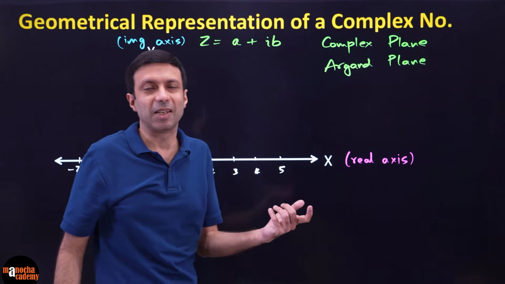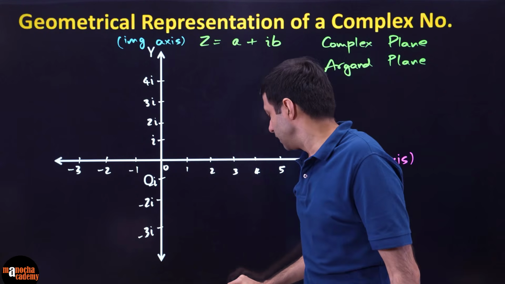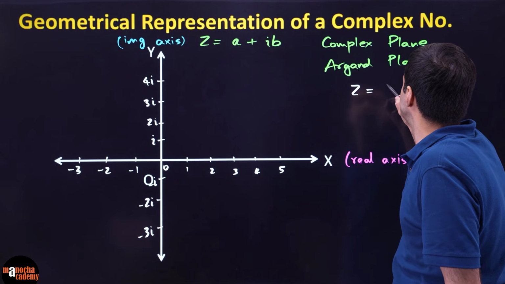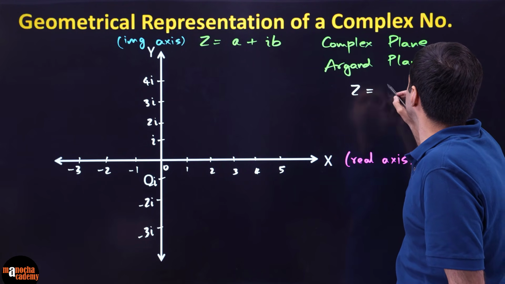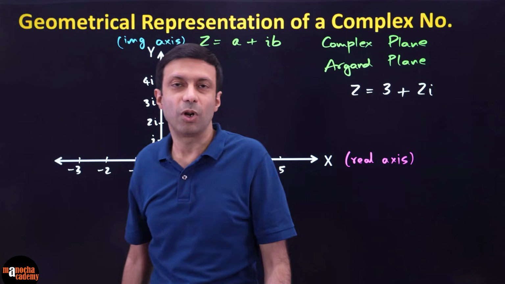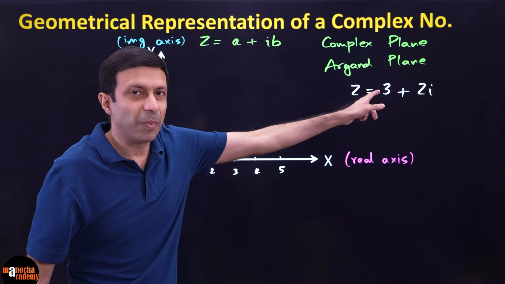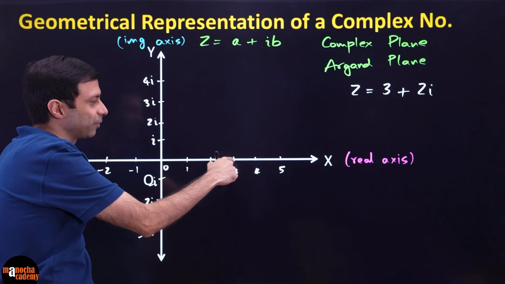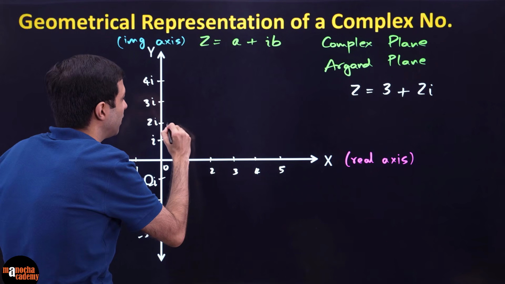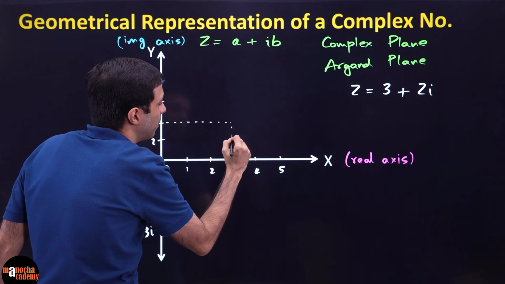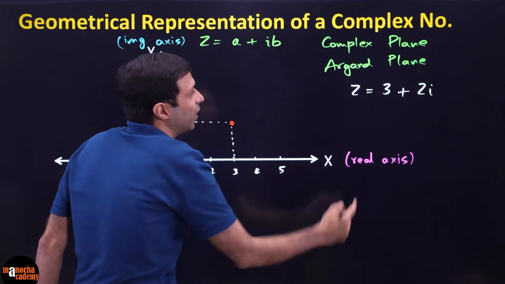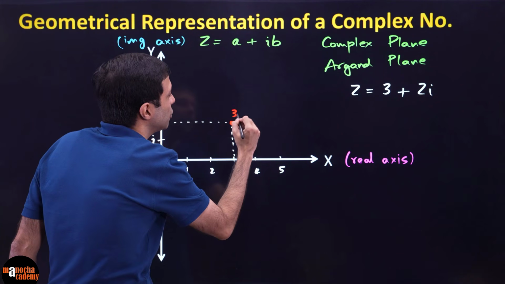So how do we represent a complex number here? Let's take a simple example. Let's say the complex number z is 3 plus 2i. So how will you represent it here? 3 is your real part, so you go 3 on the x-axis, right? And for 2i, you have to go 2 on the y-axis. So do you agree that the number is going to be a point here on this two-dimensional plane? This is the number z we are talking about, 3 plus 2i.